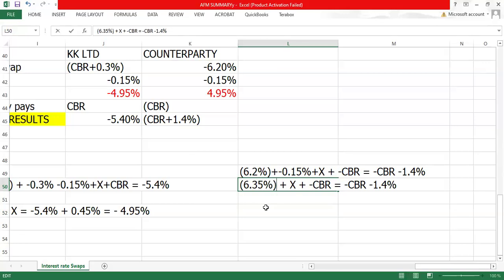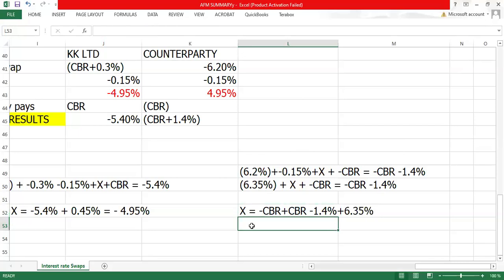You remember you're looking for x, so you take everything to the other side. So x will be negative CBR, the one that I have this side, then plus I bring this CBR to this side, it becomes a positive CBR minus 1.4%, this one. Then plus, because this was a negative, when it crosses the equal sign it becomes a positive, plus 6.35.